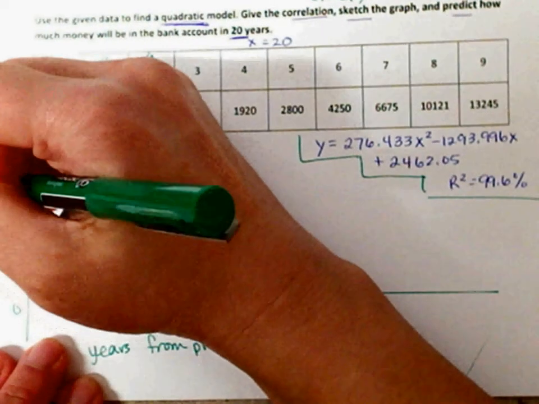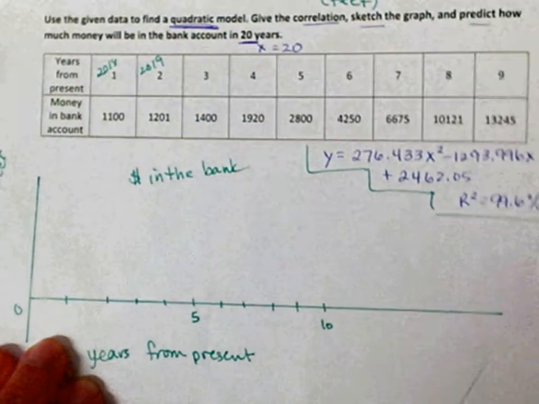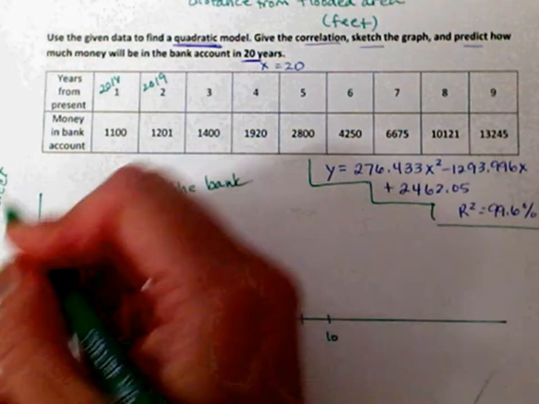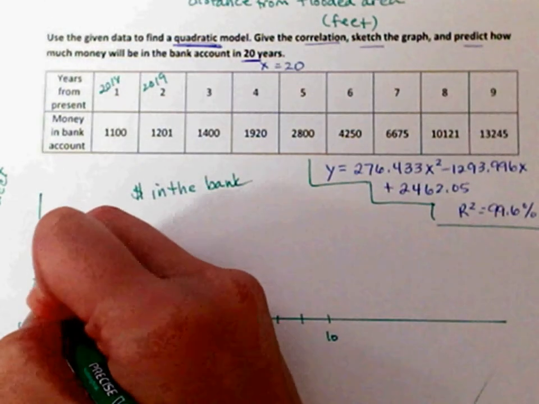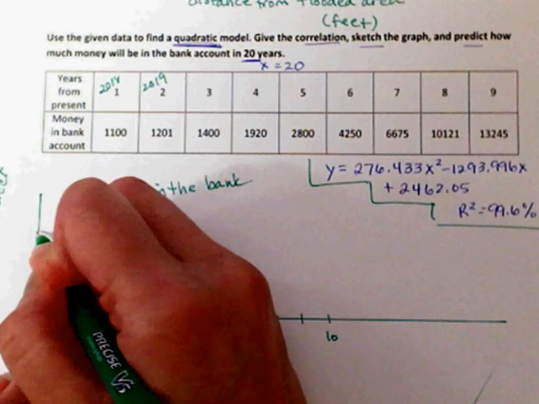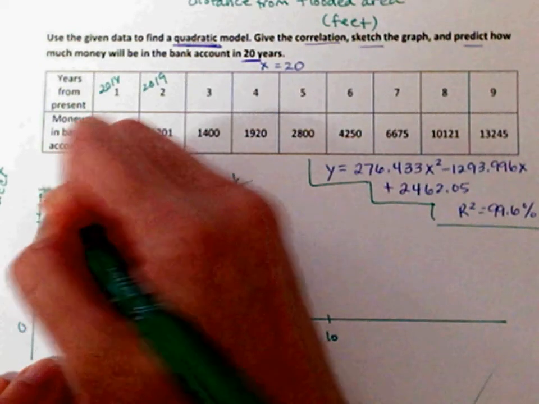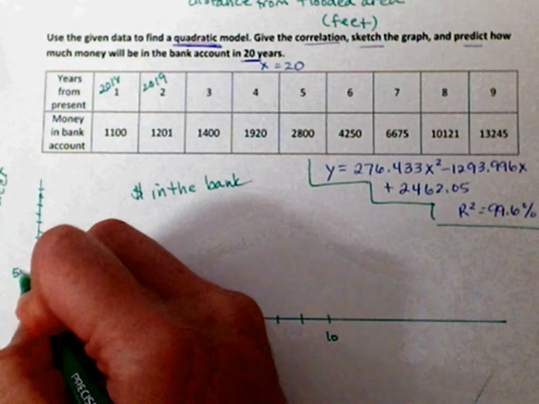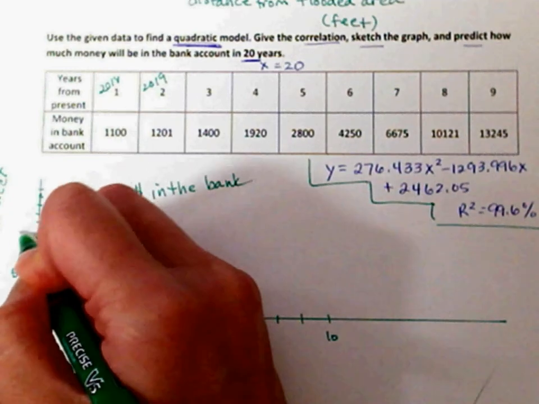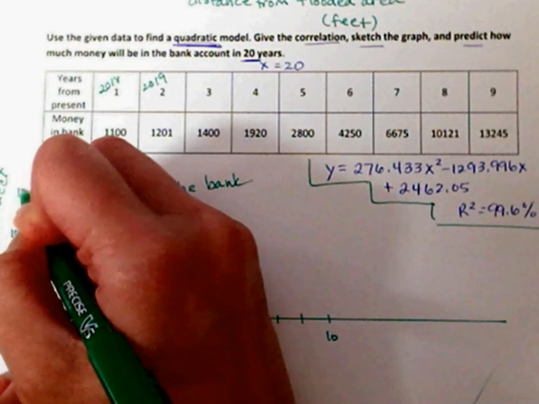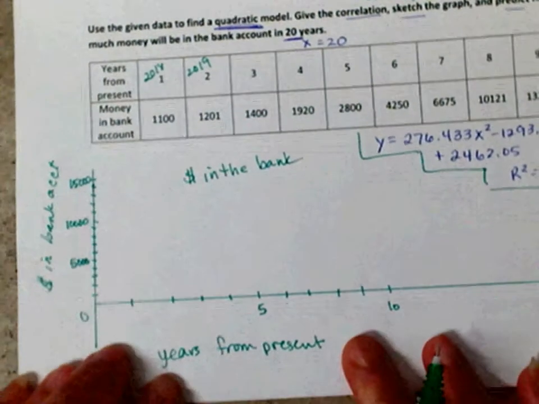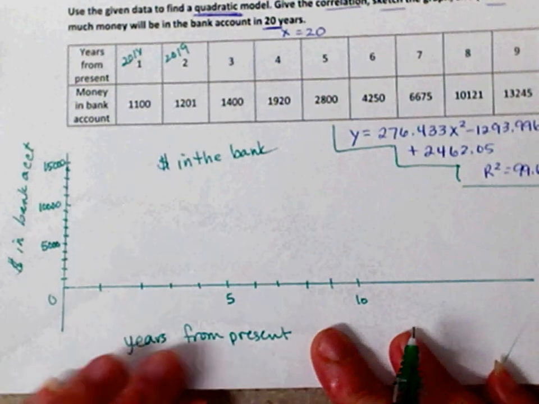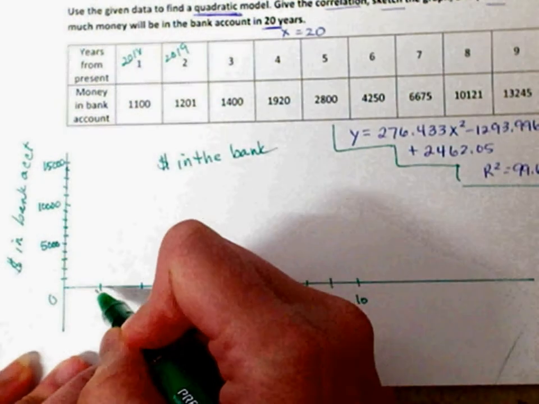Our lowest number is 1100. Our biggest one is 15,000. So we're going to go 1, 2, 3, 4, 5,000, 6, 7, 8, 9, 10,000, and 15,000. There we go. Or you could have written 5, 10, 15 and put in thousands. Either one would work.